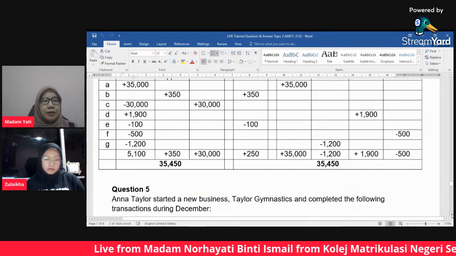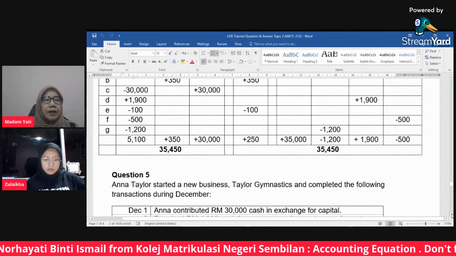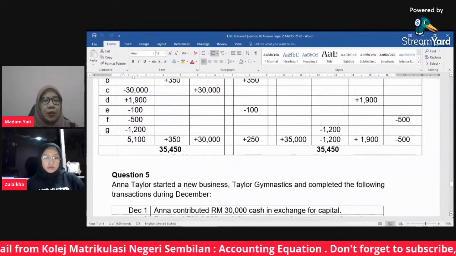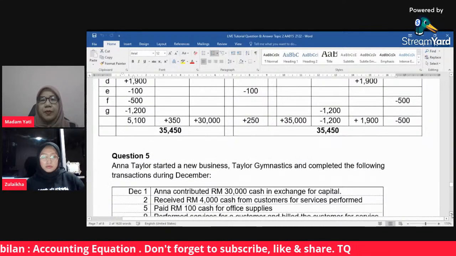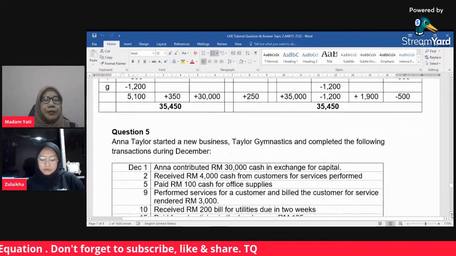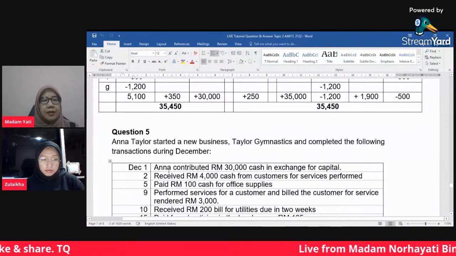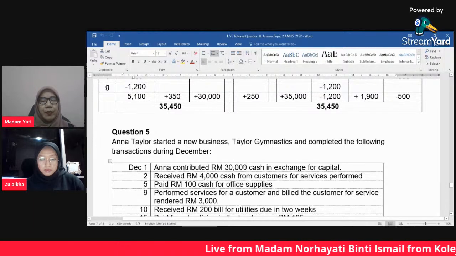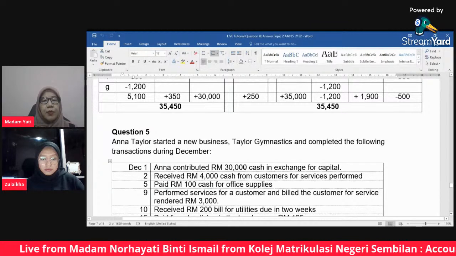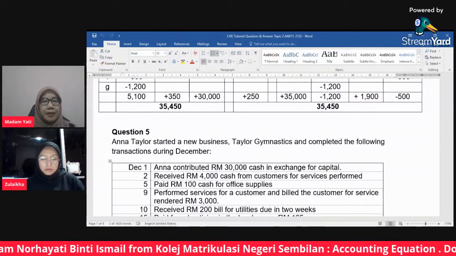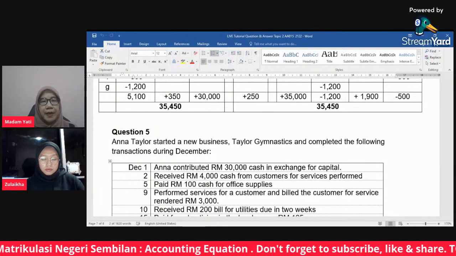Okay, the next one. Okay, we prepare another table for Anna Taylor. Anna Taylor is the owner and apa nama company dia? Taylor Gymnastic. Okay, we look at the question. Yeah. So when you read the transaction, okay, I repeat, transaction tu dalamnya ada date, the items, the detail and the amount. So from that transaction, you must identify which one is asset, liabilities, and which one is owner's equity. So kita expand the formula.